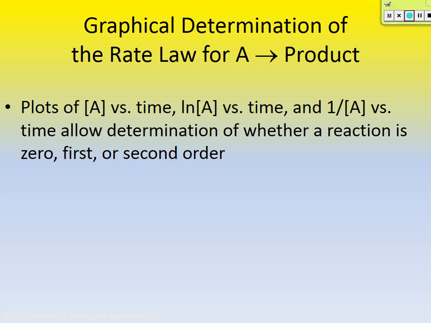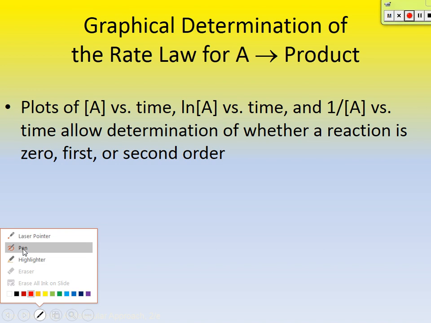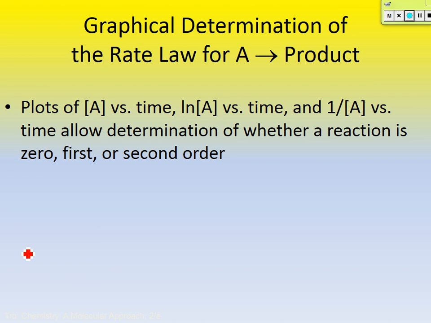Okay, so let's get started. What we're going to talk about is using graphs to determine the rate law today. So I'm going to ask you to look at some plots or make some plots. And then we'll determine the rate law. So it says here that plots of A, the concentration versus time, the natural log of the concentration versus time, and 1 over the concentration versus time allow us to determine whether a reaction is going to be 0, first, or second order. So you can quickly look at those graphs and determine whether the reaction is first, second, or zero order.